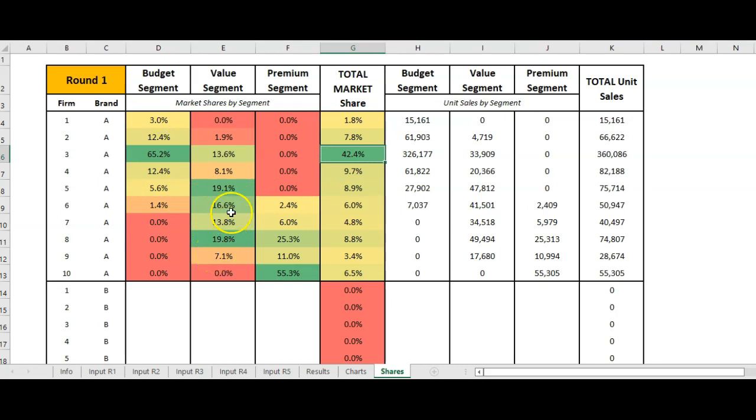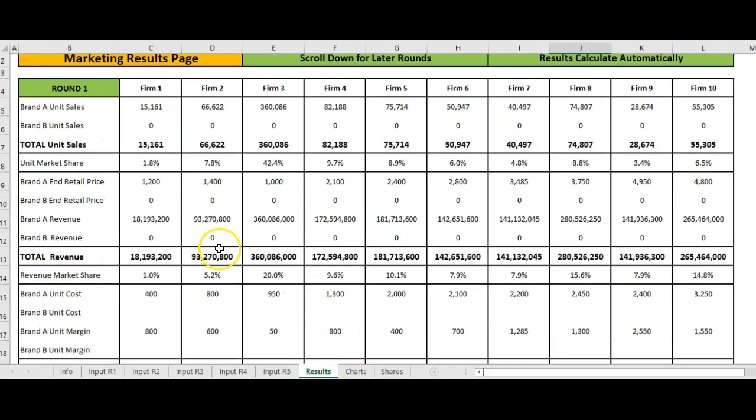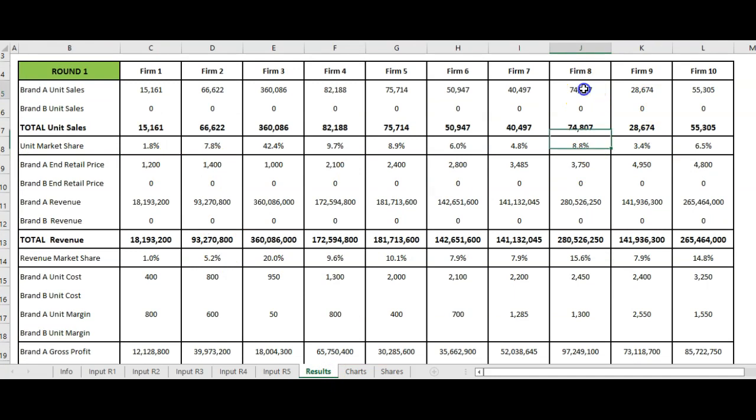But more importantly, why are our competitors doing well? So you can see I've got a bunch of companies here. Firms 5 to 8 are doing well in the value segment, and then firm 10 is doing particularly well in the premium segment. But keep in mind, this is sales only. So we'll go back to our results, and we'll see that firm 8 has sold 74,000. Firm 10 has sold 55,000.